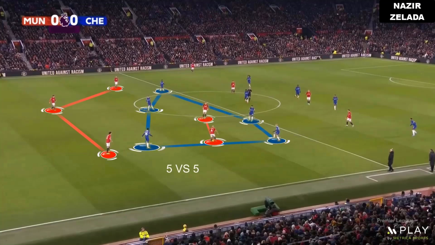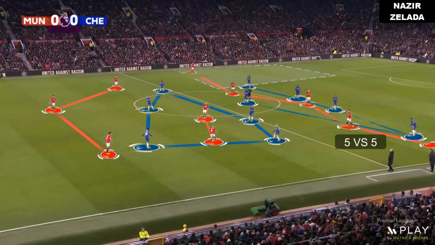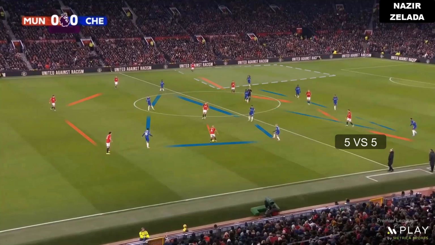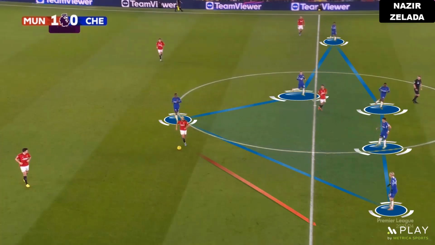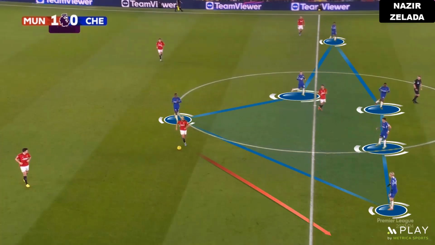Chelsea pressed in Man United's half with 5 players. Nevertheless, Ten Hag's side had 5 attackers in the opponent's half, and this created spaces on the sides for the wingers. The times Amrabat moved between the centre-backs, Pochettino's side didn't press high and Amrabat found the passing lines.